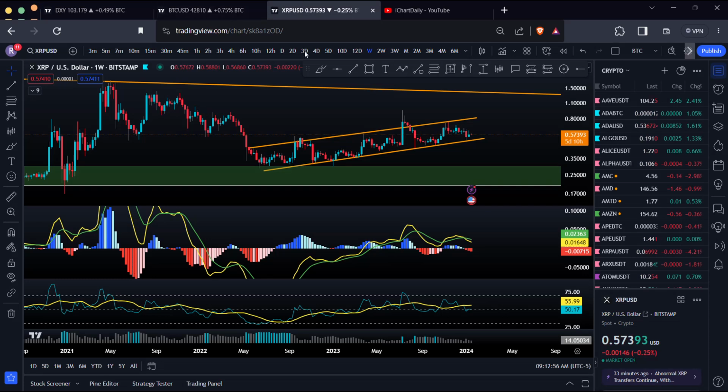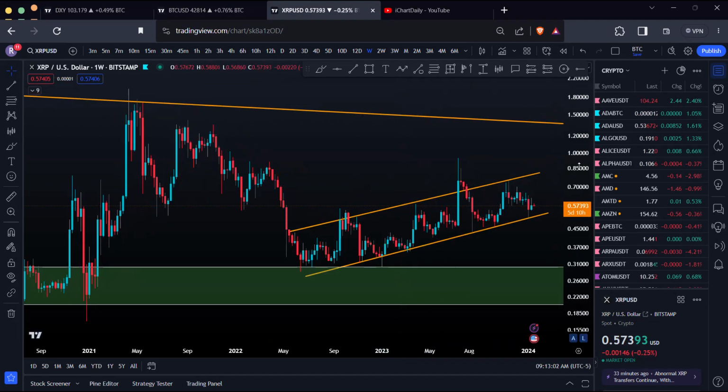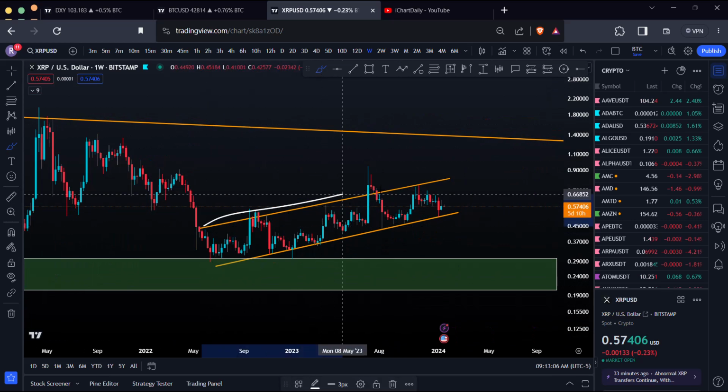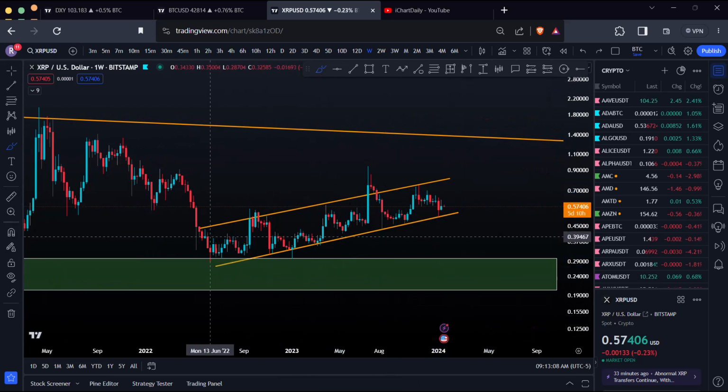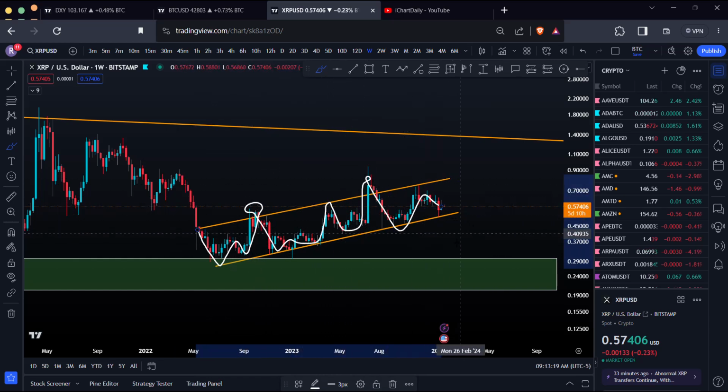Lastly, I'll leave you with XRP. XRP right now is in this beautiful trend. These orange lines here. And you can see this is pretty much mid to long term. I mean, this is from June 22, right? Bouncing overbought, oversold, overbought, oversold, overbought, oversold, overbought.